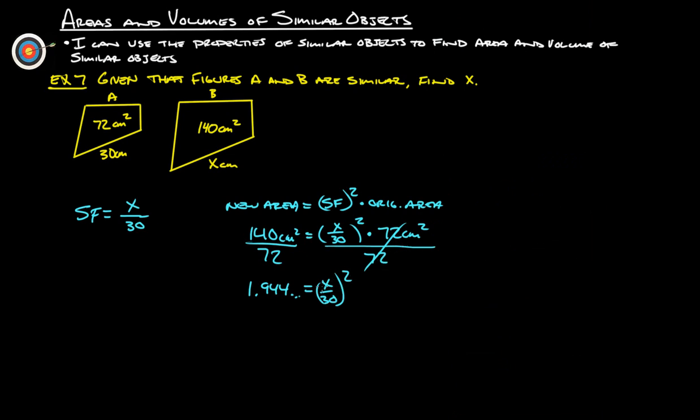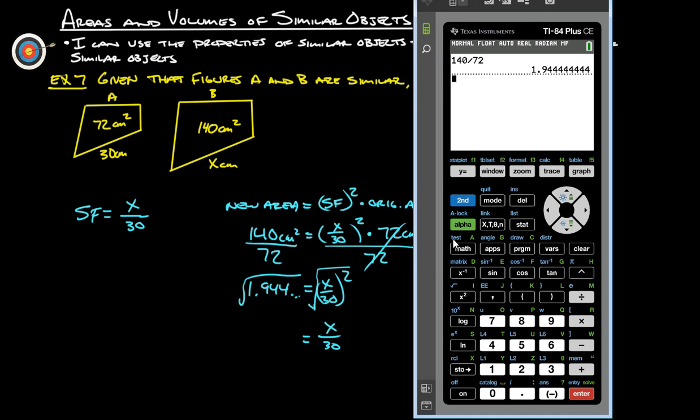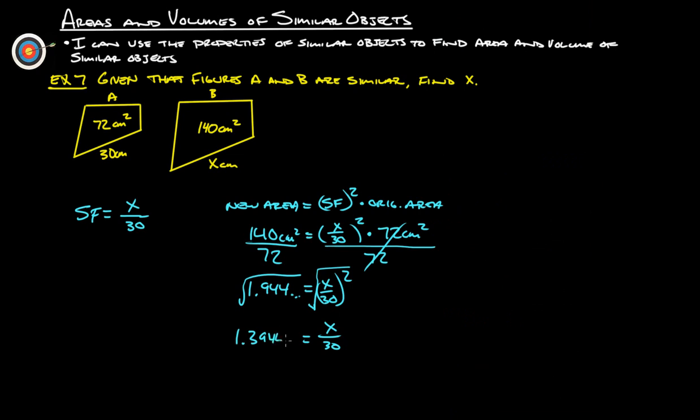Next thing we got to get rid of, x over 30 is attached together, we got to get rid of that squared. So we got to square root both sides, right? So then we'll have x over 30 is equal to, look, there's our 1.944. So we take the square root of our unrounded answer, which is very important. Make sure that you don't round that off. It'll start messing up your answer a little bit. So we get 1.3944 dot dot dot.